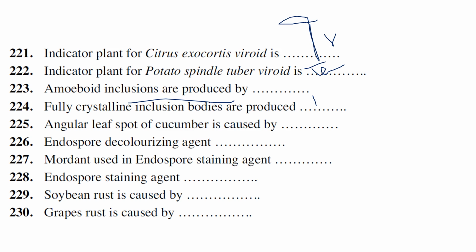Crystalline inclusion bodies. The next question is fully crystalline inclusion bodies are produced by. So alfalfa mosaic virus, and then one more example was there. I couldn't recall it, but alfalfa mosaic virus is one example.